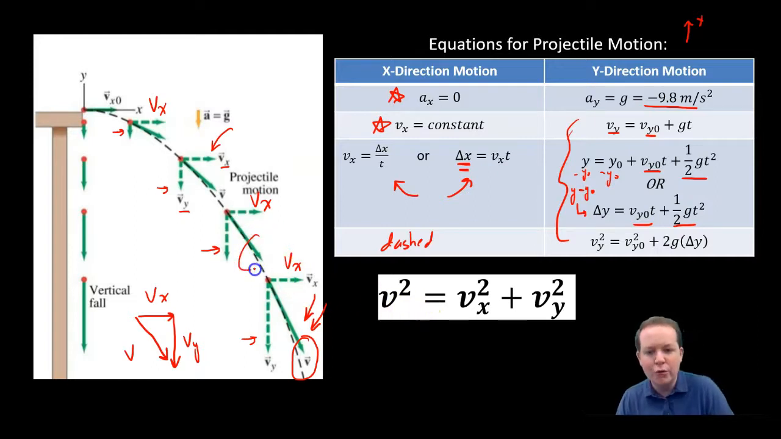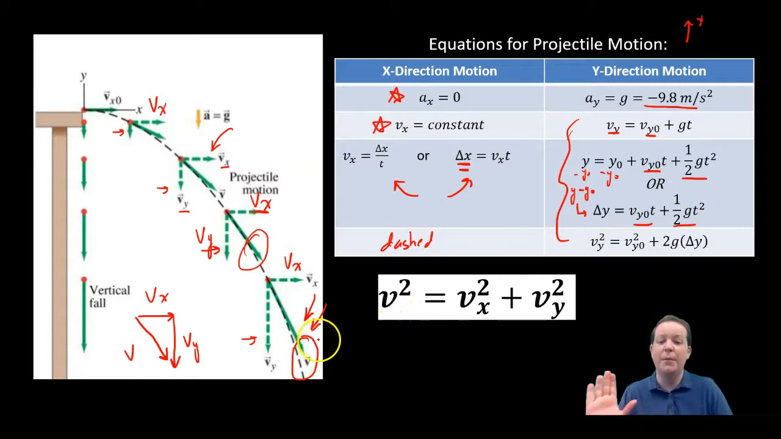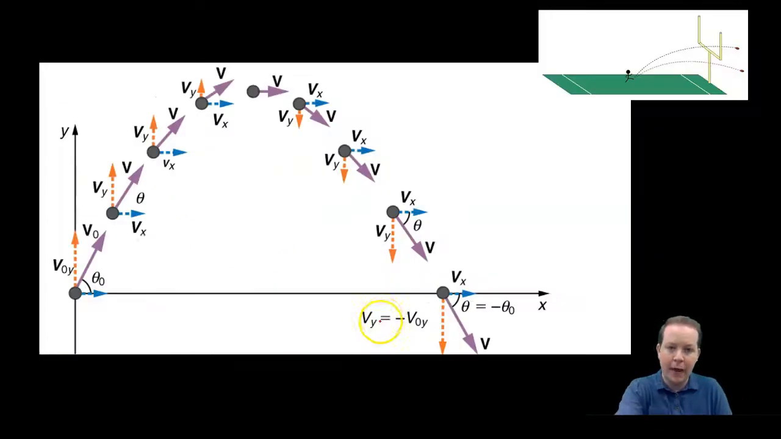If I want the true velocity right here, if I know Vx and if I can figure out Vy, then I could use the Pythagorean theorem to pretty easily calculate that. So just know, we break things into components so we can use our two equations, but you might need to use the Pythagorean theorem to go back to the actual vector, how the ball is really moving, not the two pieces of that vector.